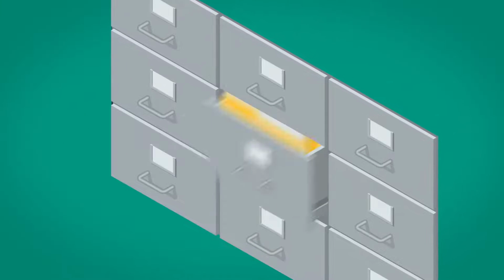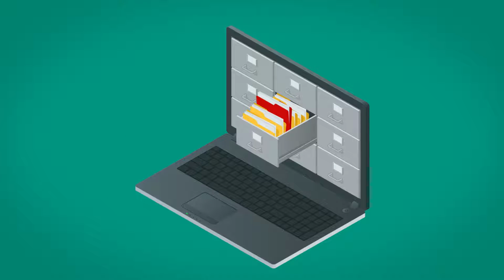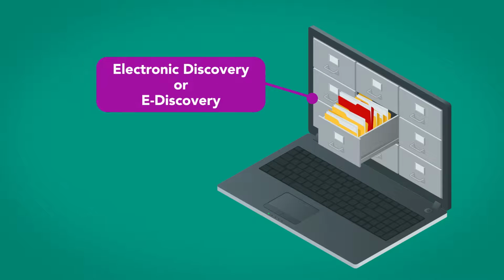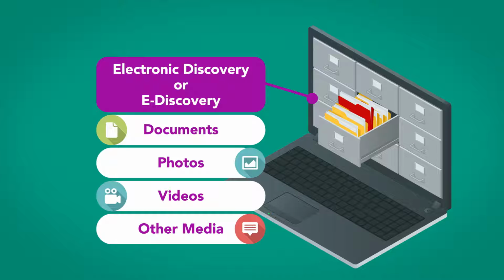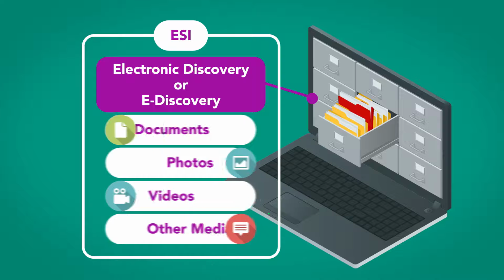All discovery in litigation or any other official proceeding in which the object of the discovery is in electronic format is called electronic discovery or EDiscovery. The documents, photos, videos, and other data subject to EDiscovery are categorized under the general term electronically stored information or ESI. The term ESI is a part of the base language of EDiscovery that is used everywhere in this field.